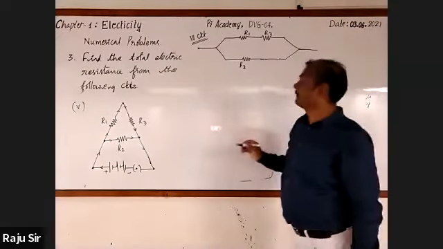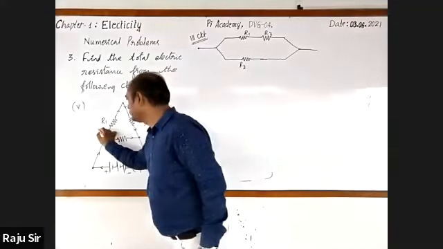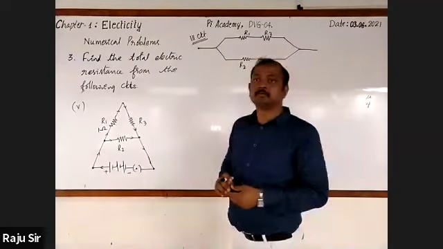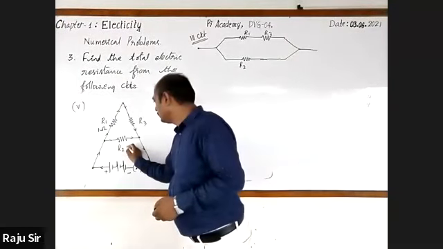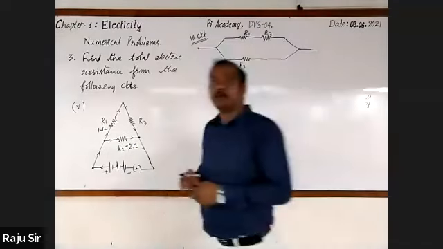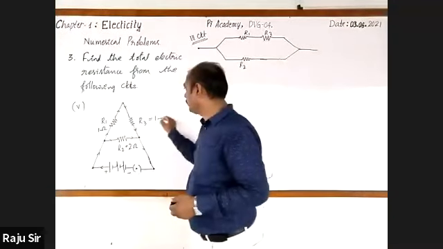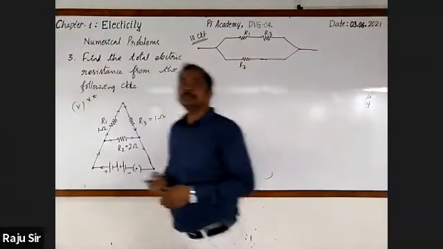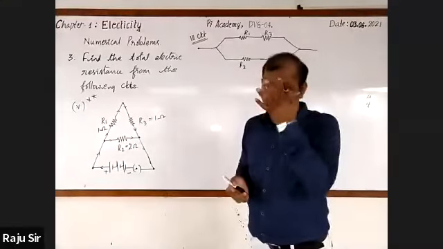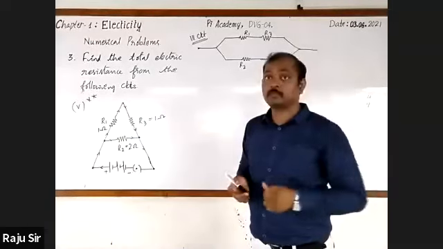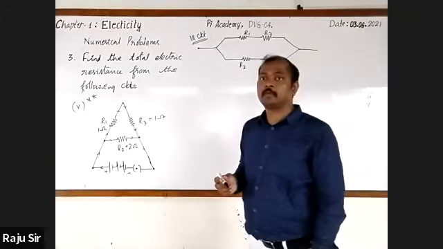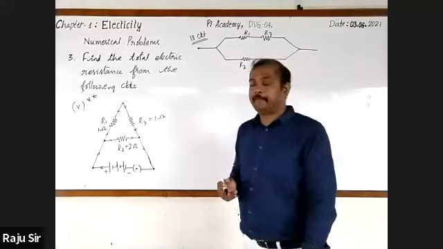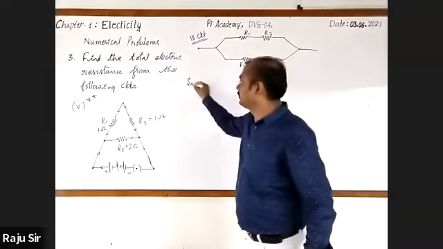Over. Yes, sir. Okay, now I'll give you the values. R1 is 1 ohm. R2 is 2 ohm. R3 is 1 ohm. Please put a double star mark for this. Yes, please go for finding the effective resistance.